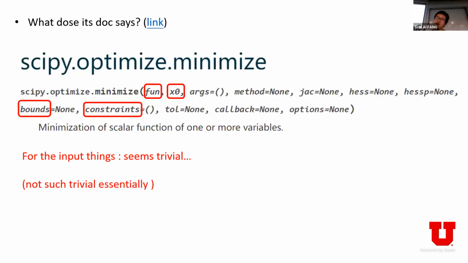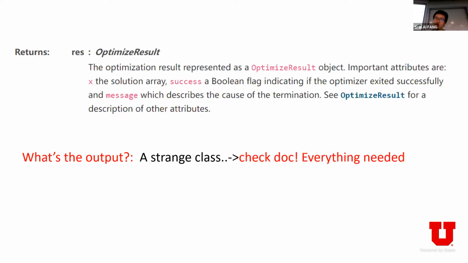Here's the input for your SciPy functions. You should input your function, your initial value, your bounds, and constraints. So what about the outputs? After optimization, after computing in the black box of SciPy, what is the output? The output is a class called the optimization result. If I want to gather the values of your variables after optimization, how can I grab them from this returned class? I don't want to give the answer here, but it's better to check the documents.